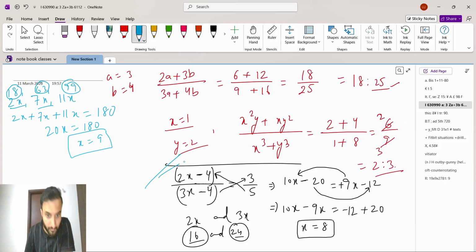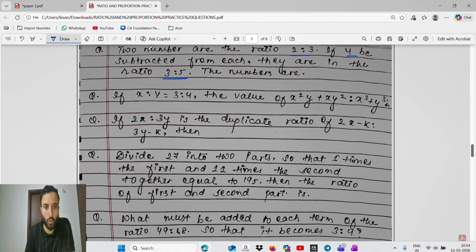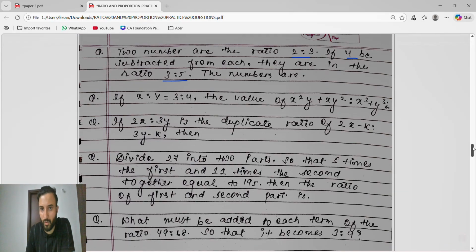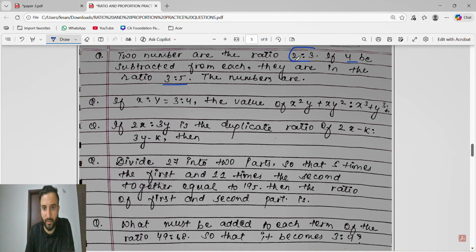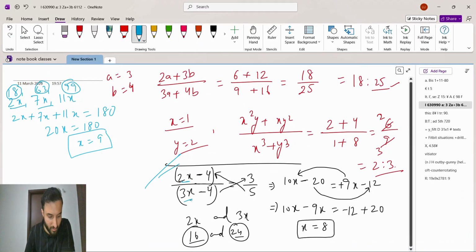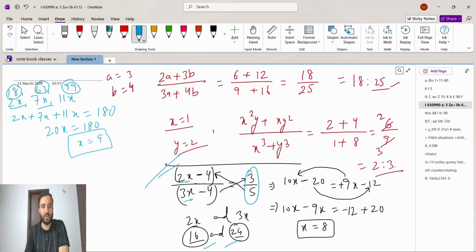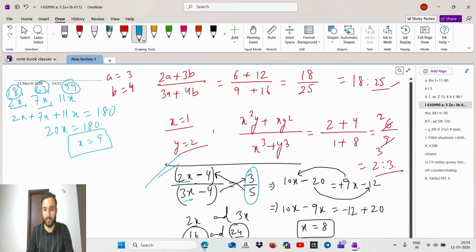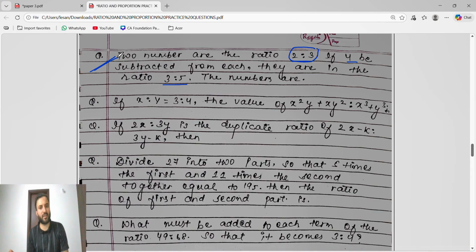See, the question is, two numbers are in the ratio 2 is to 3, which means 2x by 3x. Correct. And then if 4 is subtracted from each, the ratio will be 3 is to 5. Yeah, the numbers are 16 and 24. Yeah guys, this type of sums we already did, and this is a repeated question. It happens guys. I told you the same type of question gets repeated, it will come. Okay, next.